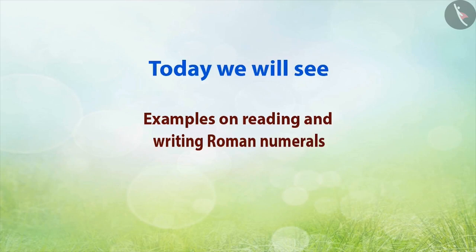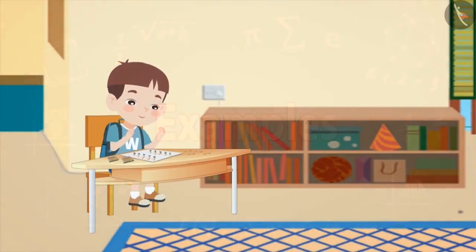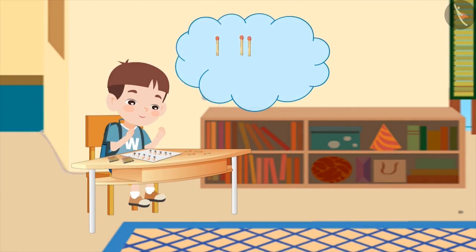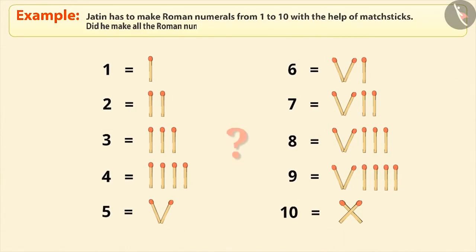Writing the Roman numerals. Jatin was doing his holiday homework. He has to make Roman numerals from 1 to 10 with the help of matchsticks. Look at the chart he has prepared. Has he made all the Roman numerals correctly?